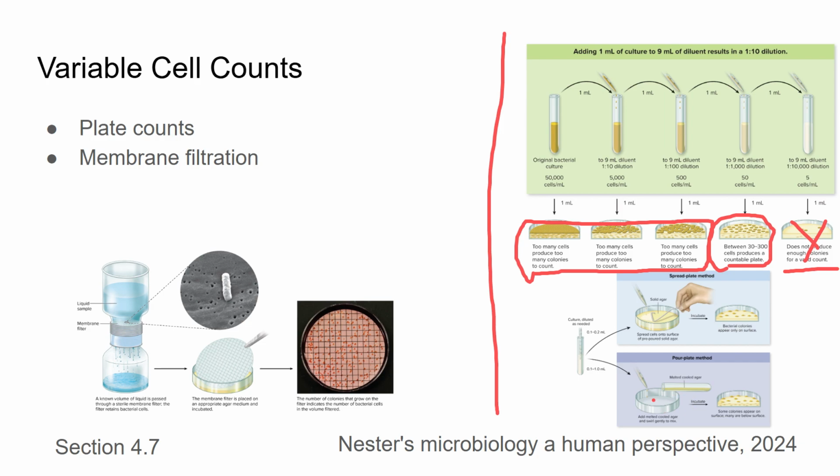But pretty cool. Another thing you can do is a membrane filtration. With this one, you'll take your liquid sample, pass it through a membrane filter, and then you'll take that filter, place it on an appropriate agar medium, and incubate. And then the number of colonies that grow on this will tell you the number of bacteria cells in the volume filtered. So if you only filtered a little bit of it, you would take note of that.